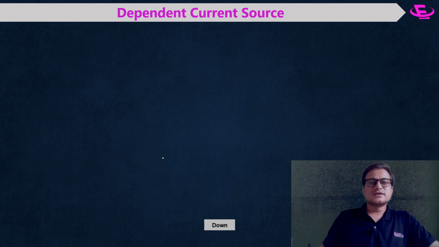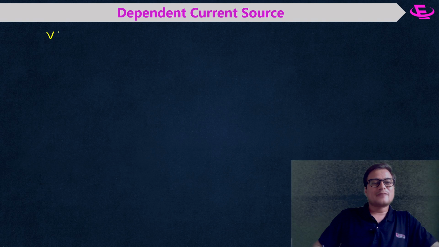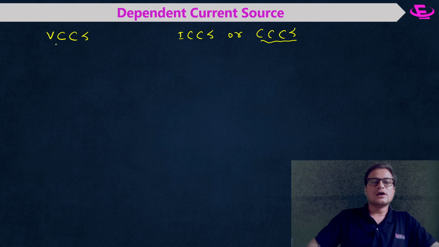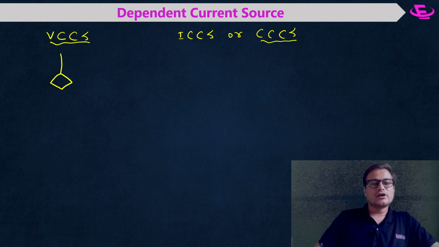So next let us discuss dependent current source. Again in dependent current source you have 2 types of sources. One is voltage controlled current source. Another one is current controlled current source, or you can simply write CCCS. So first let us draw the source, how it looks. Again, the rectangular box will be there, and if there is an arrow sign, it means it is showing current source.